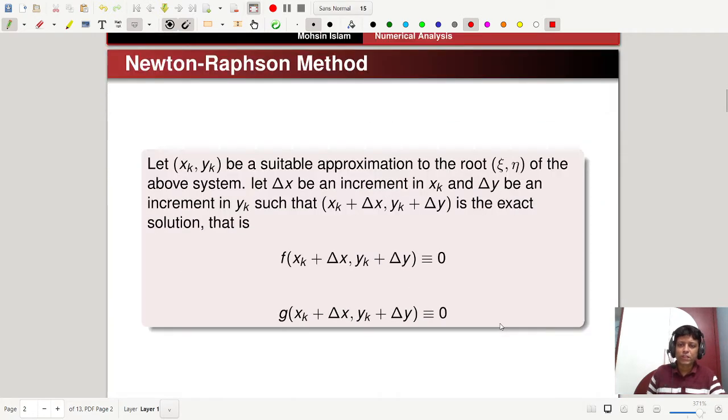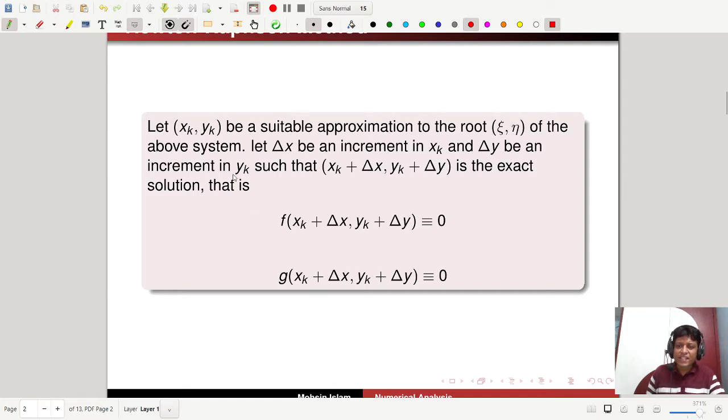Now let (xk, yk) be a suitable approximation to the root (xi, eta). So (xi, eta) is the exact root of the above system, and (xk, yk) is a suitable approximation to the root. Let delta x be an increment in xk and delta y be an increment in yk, such that (xk + delta x, yk + delta y) is the exact solution.